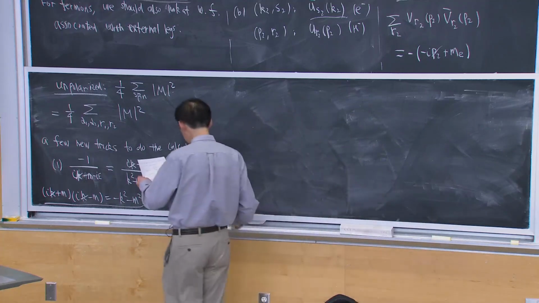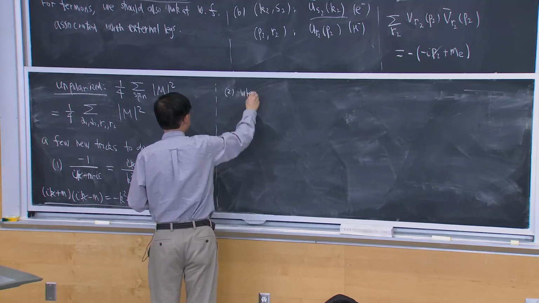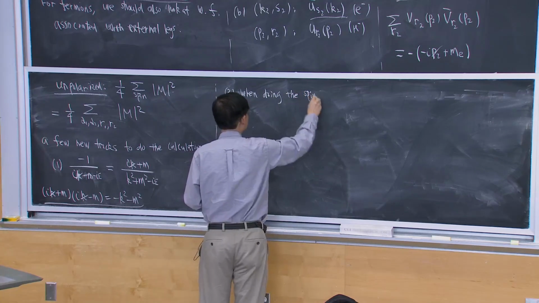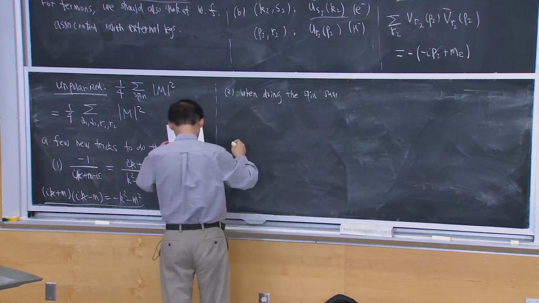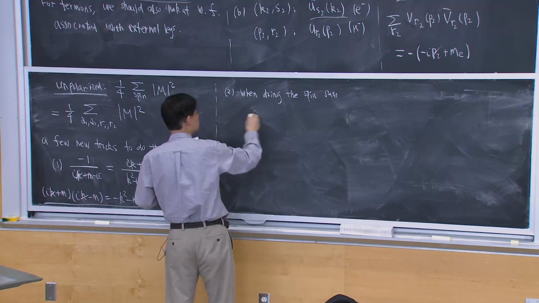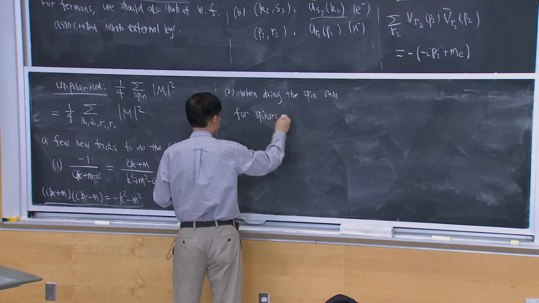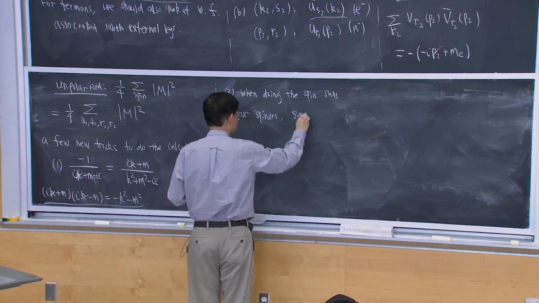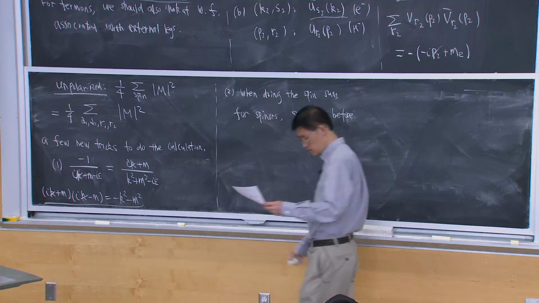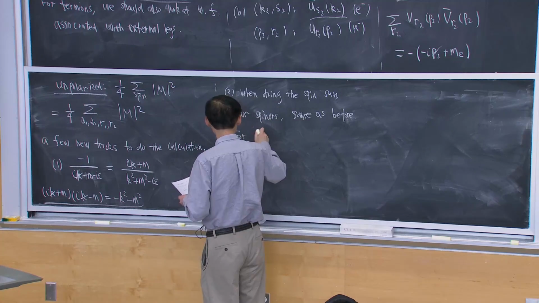And the second thing used is when we do the spin sum. So for fermions, for spinors, we use the same trick as before, the one we used for the last example. But for photons, there are some new elements, okay? So now let's discuss how we treat the photons.